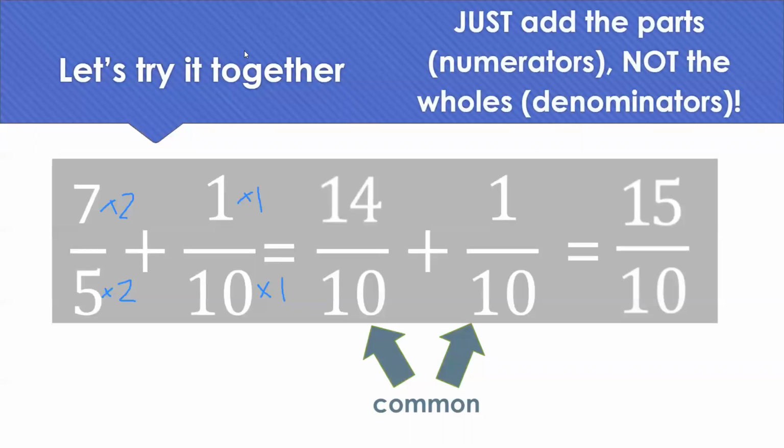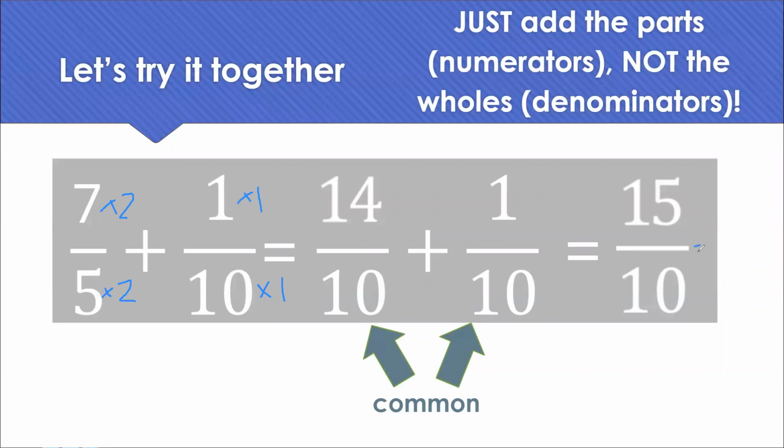I can also simplify that fraction if I choose to. I'm not going to always require you to do this, but it's good practice. 15 and 10 are both divisible by 5. 5 is actually the greatest common factor of those two numbers. So I'm going to divide both of those numbers by 5, and I get 3 over 2.